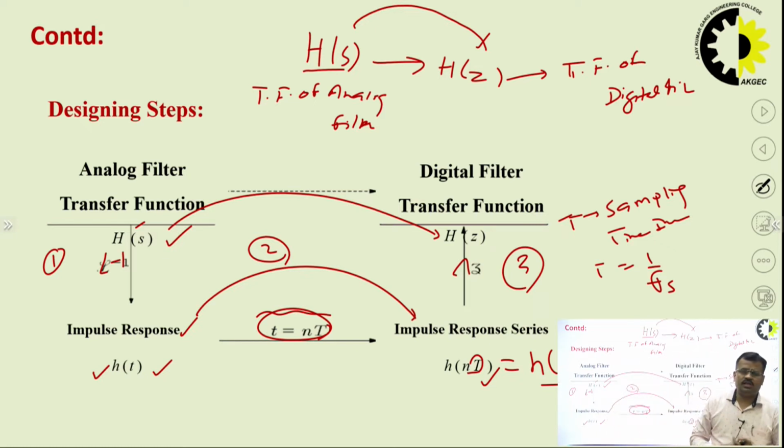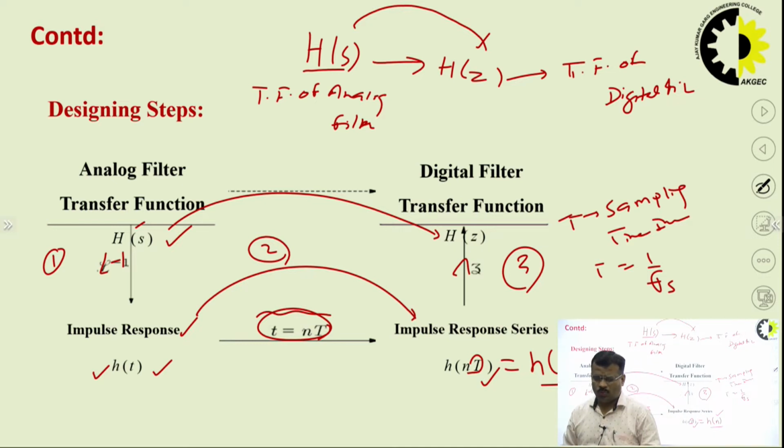First, you have to take the inverse Laplace transform. Second, you have to make small h of t equivalent to small h of n by using the uniform sampling process. And the last step, you have to take its Z transform. Then you can convert, you can transform, you can map your Hs into Hz.